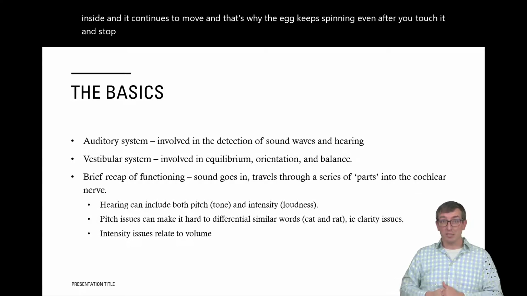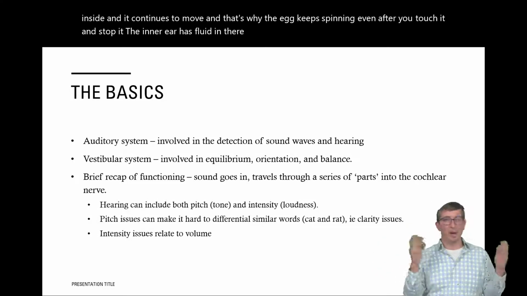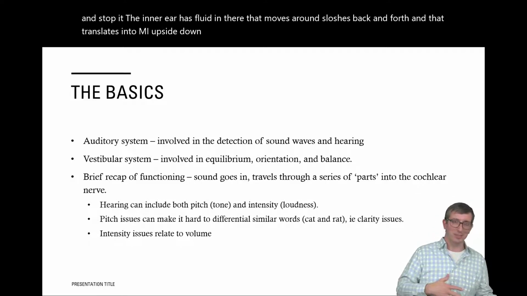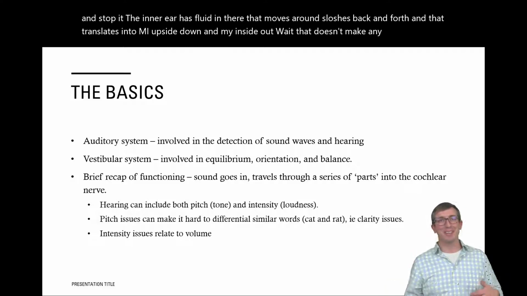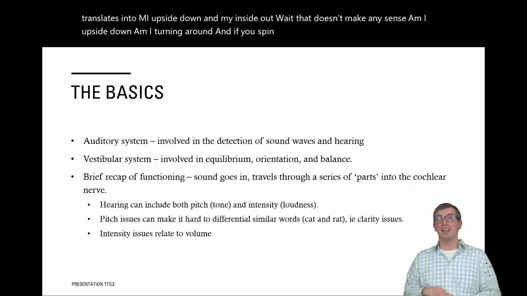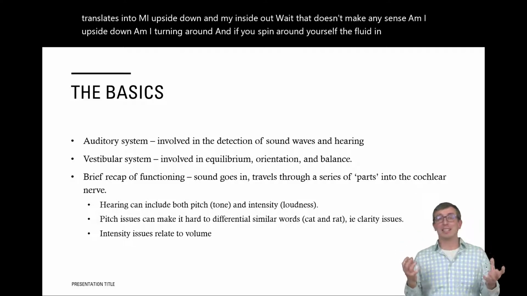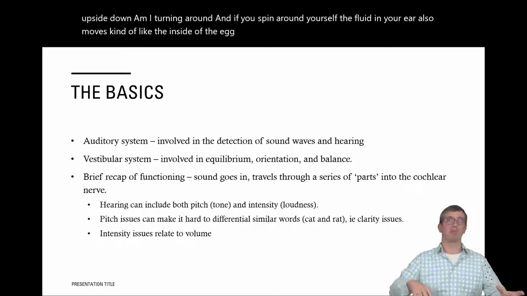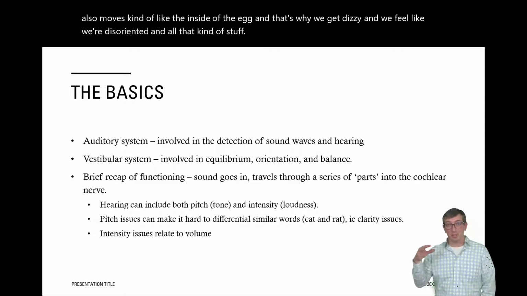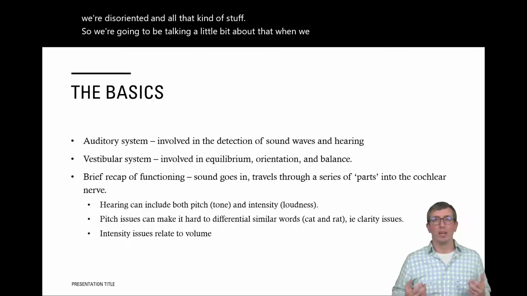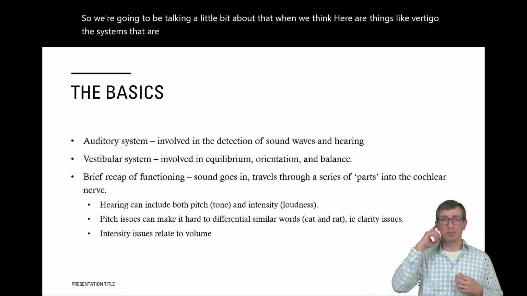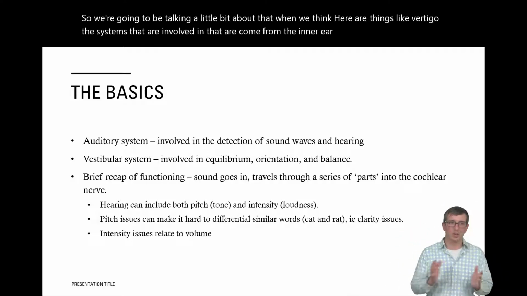The inner ear has fluid that moves around and sloshes back and forth, and that translates into, am I upside down? Am I inside out? Wait, that doesn't make any sense. Am I turning around? If you spin around yourself, the fluid in your ear also moves like the inside of the egg, and that's why we get dizzy and feel disoriented. So we're going to be talking a little bit about that. When we hear of things like vertigo, the systems involved come from the inner ear too. So it's just good to know.